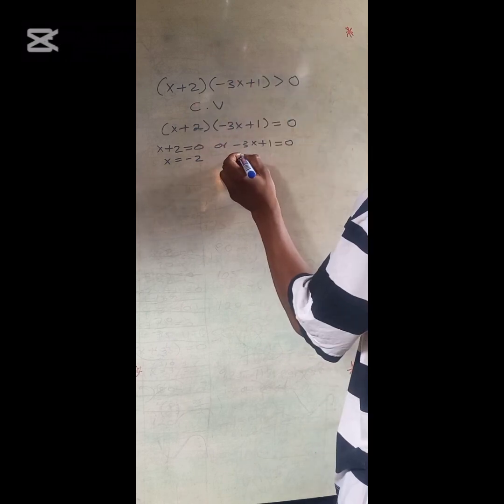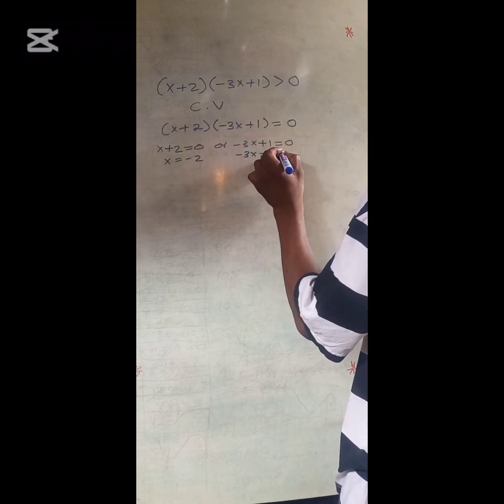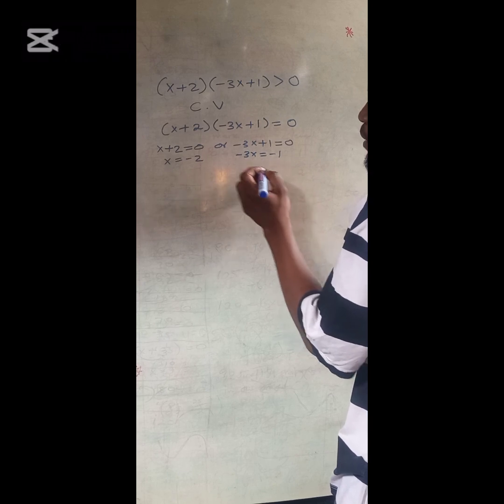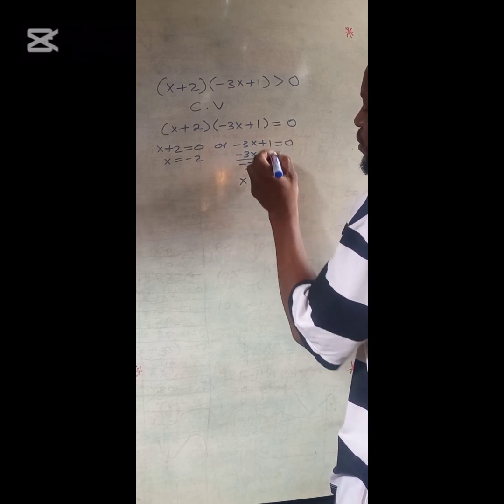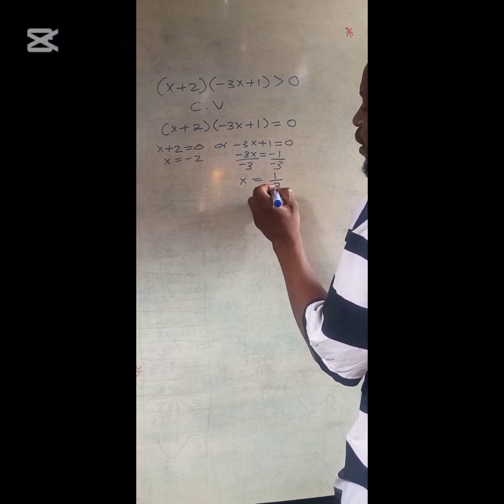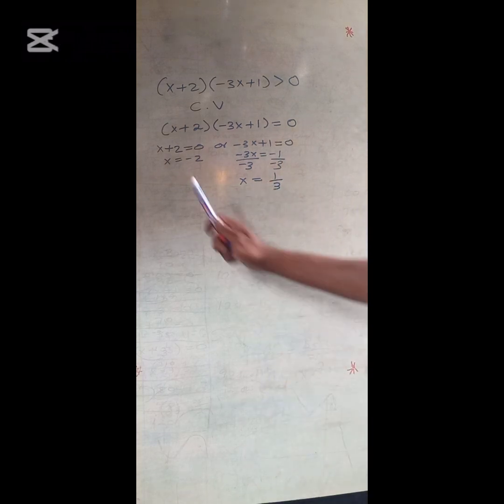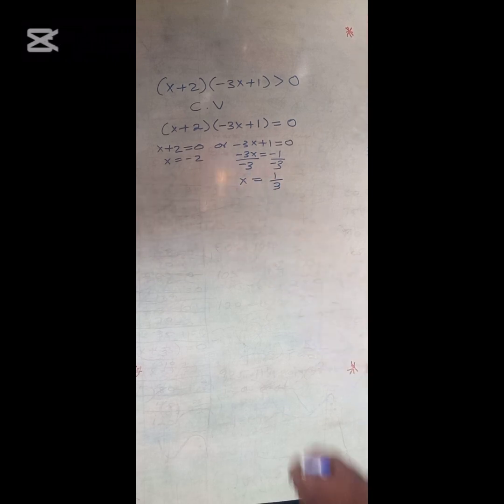Minus 3x is equals to minus 1. We divide both sides by minus 3. Therefore, x, negative over negative is positive, x is equals to 1 over 3, right? But this is not the solution. This is only part of the solution. These are our critical values.